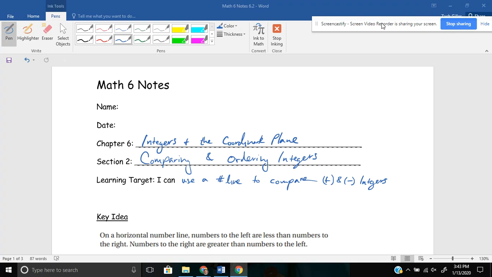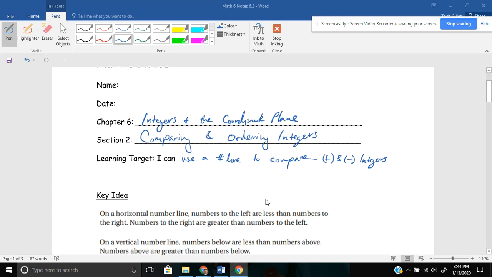Hello, sixth graders, and welcome to 6.2, where today we're going to be talking about comparing and ordering integers. For our learning target, we have: I can use a number line to compare positive and negative integers. We're going to build a little bit from the last section where we learned that integers are the set of whole numbers, or sometimes we say counting numbers, and their opposites. And we're going to actually compare some now. So we're going to see which one is bigger and which one is smaller and so on and so forth.